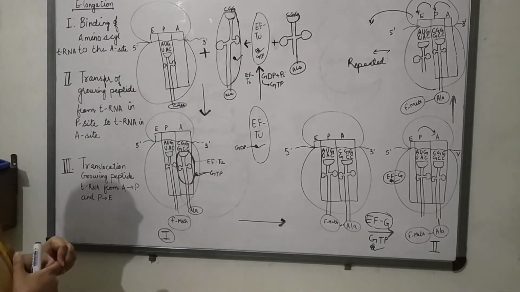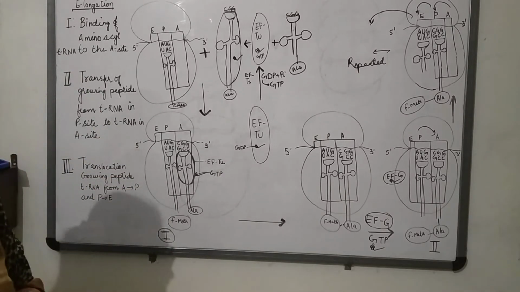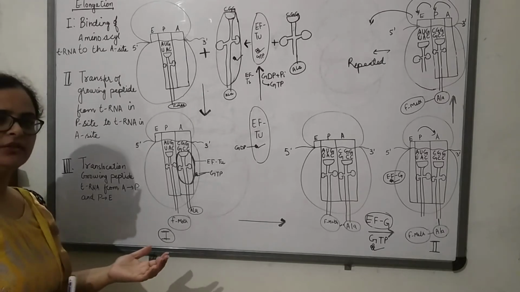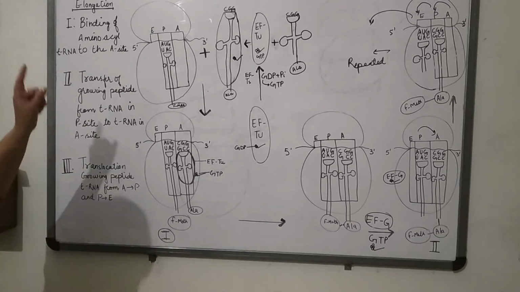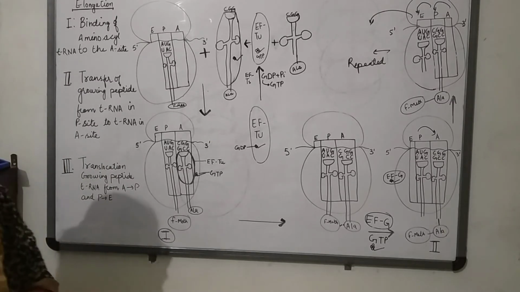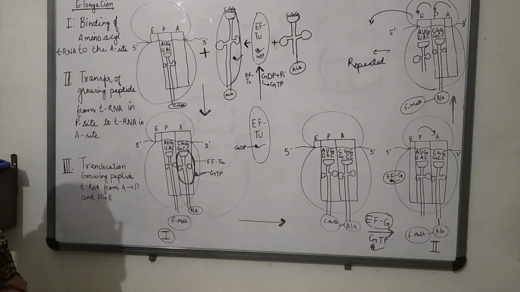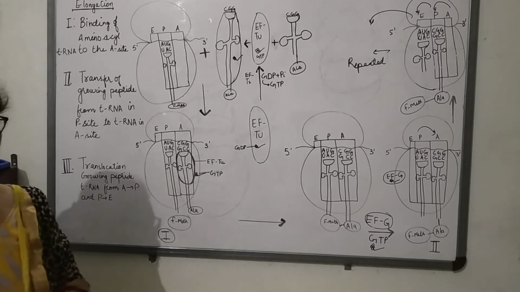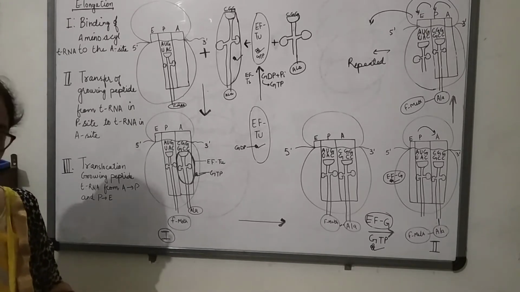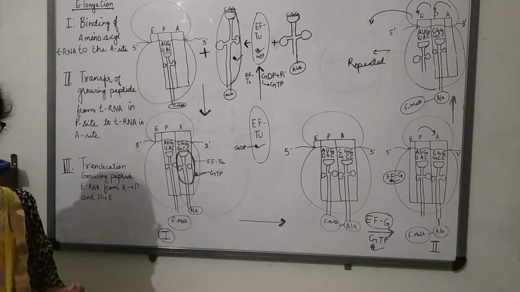So I repeat all the situations once again. This is the process of elongation in case of translation. It is the step 3. It contains 3 major steps. Number 1 is the binding of amino acid tRNA to the A site. Why to the A site? Because P is the site where methionine, which is formylated in case of prokaryotes, is already present. So initiation already started. Okay, so the initiation process is almost done.